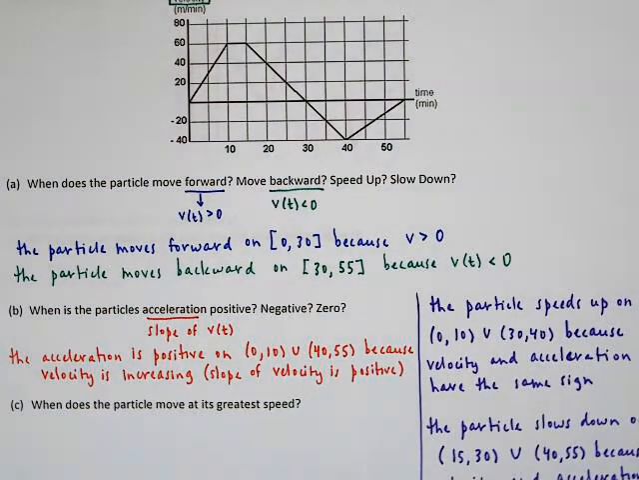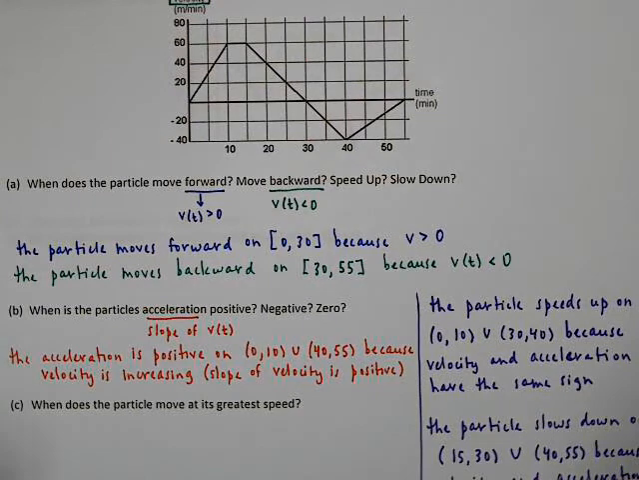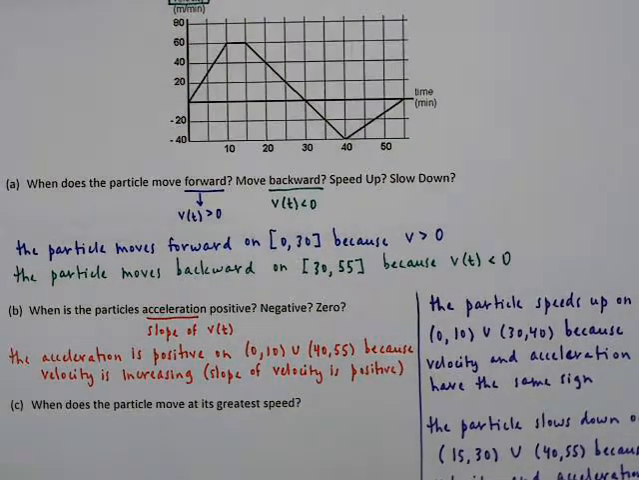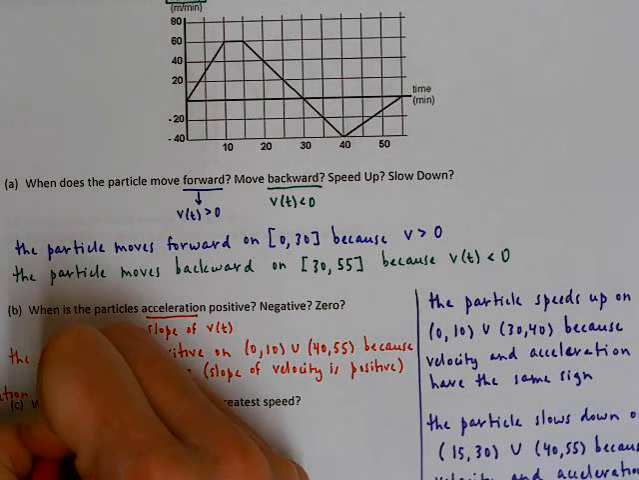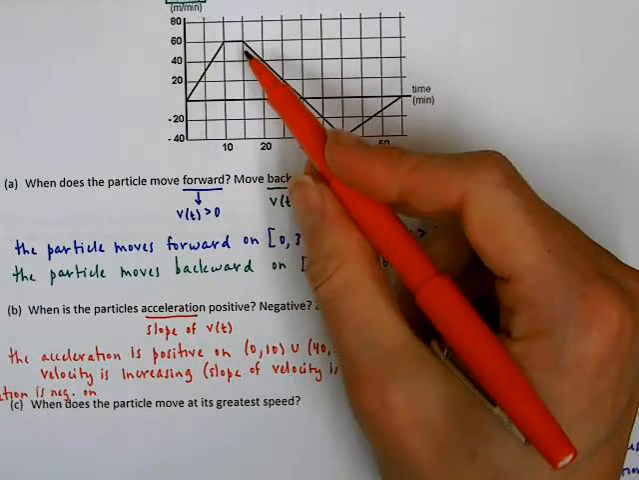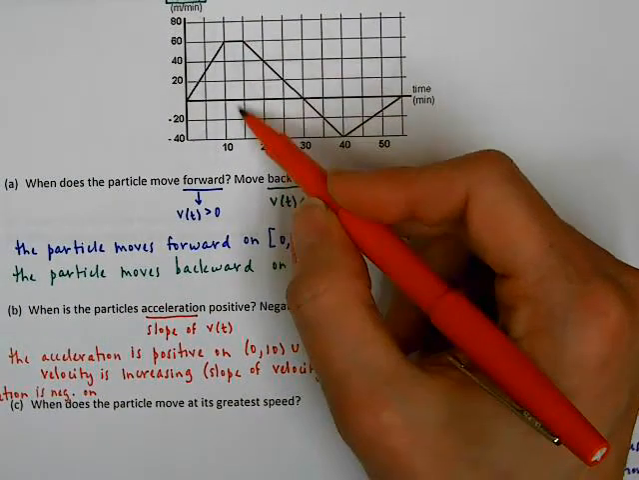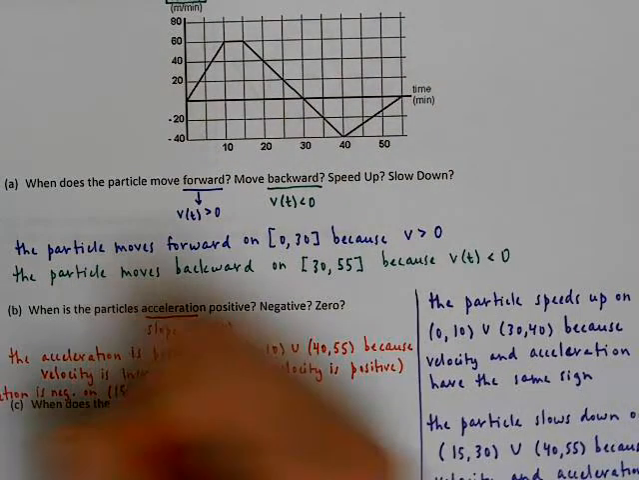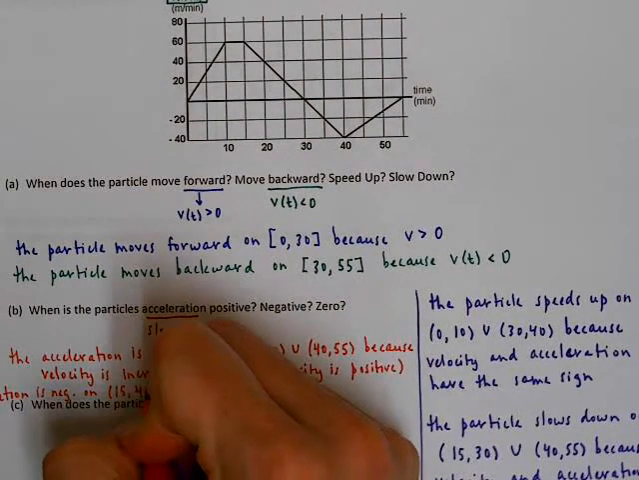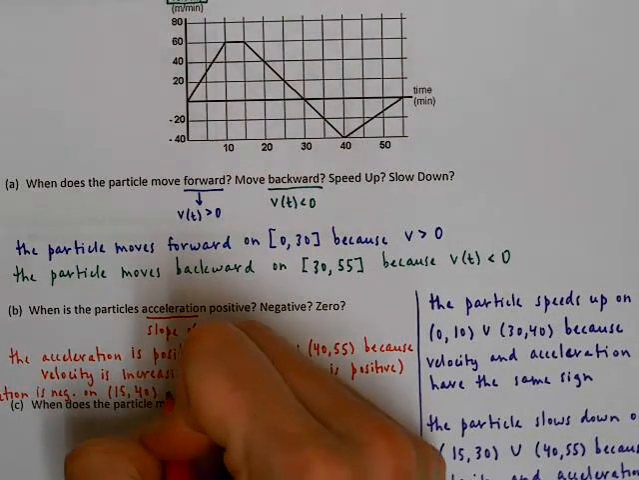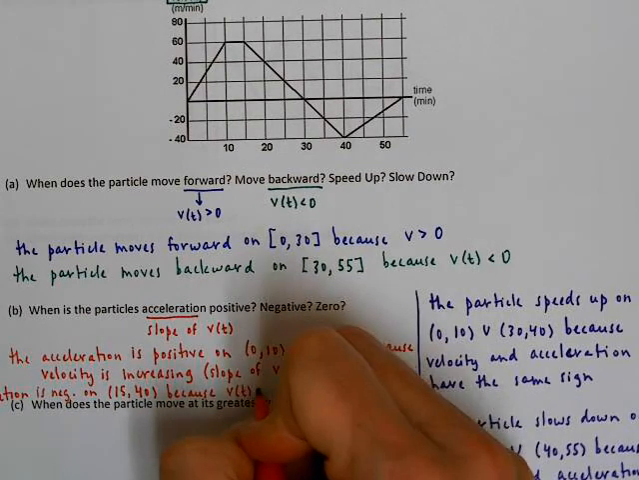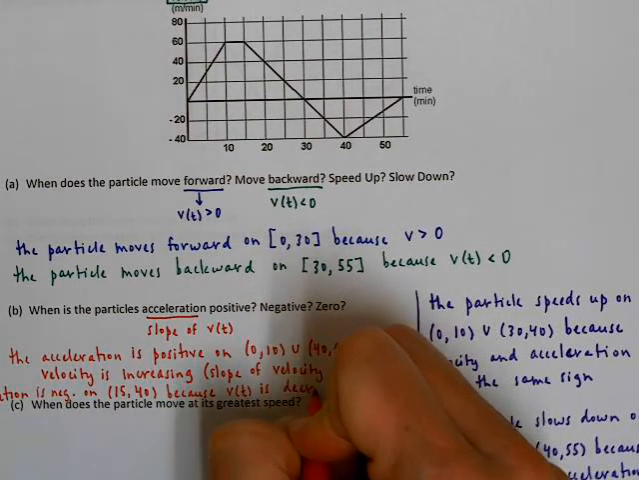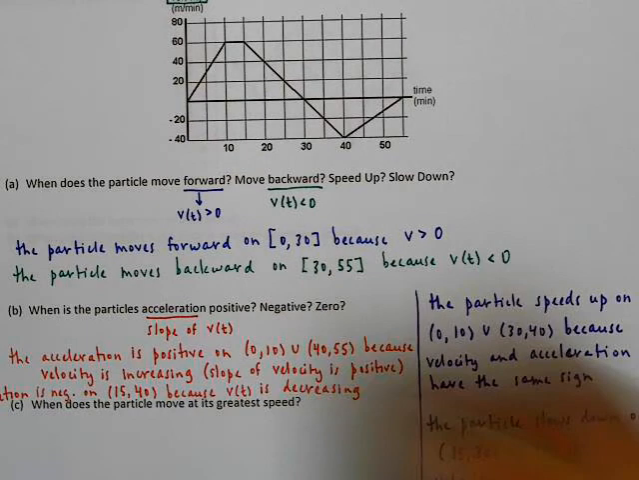So then acceleration is going to be negative. Where can I write this? Let's see if I can squeeze it in. Acceleration is negative on, let's see, my slope is negative from 15 to 40 because velocity is decreasing, or the slope of velocity is negative.